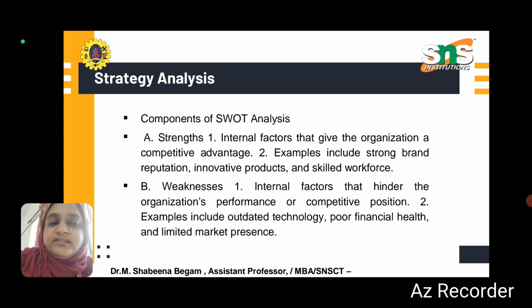What could be the weakness? Weaknesses are internal factors that hinder organizational performance or competitive positioning. For example, we can take outdated technology. Take PCs: previously we were using box-type computers, then they were replaced with flat screens, and now they are again being replaced with touch screen monitors.